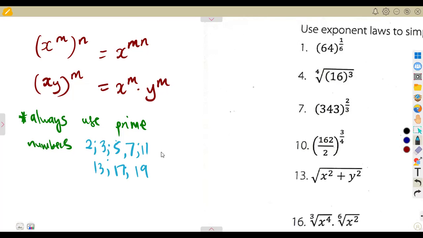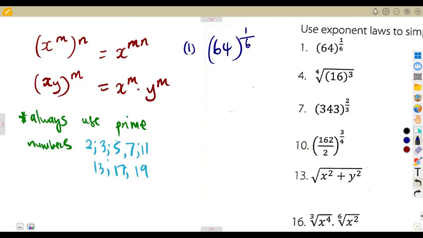Now, let us consider this. We are given the first question. Simplify number 1, 64 being raised to the exponent of 1 over 6. So the question is, you are not supposed to use your calculator. No, you are not supposed to do that. So this is what you are going to do.